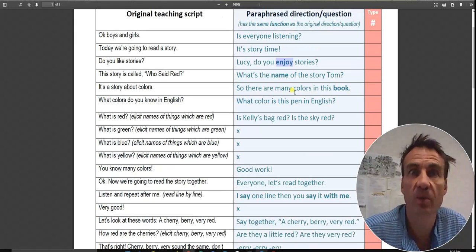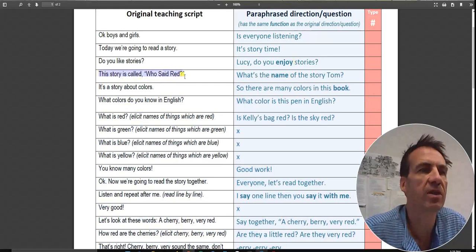So they're being exposed to different words in the language. This story is called Who Said Red? And now I'm checking the students heard that. So I'm asking Tom, what's the name of the story, Tom? It's a story about colors.